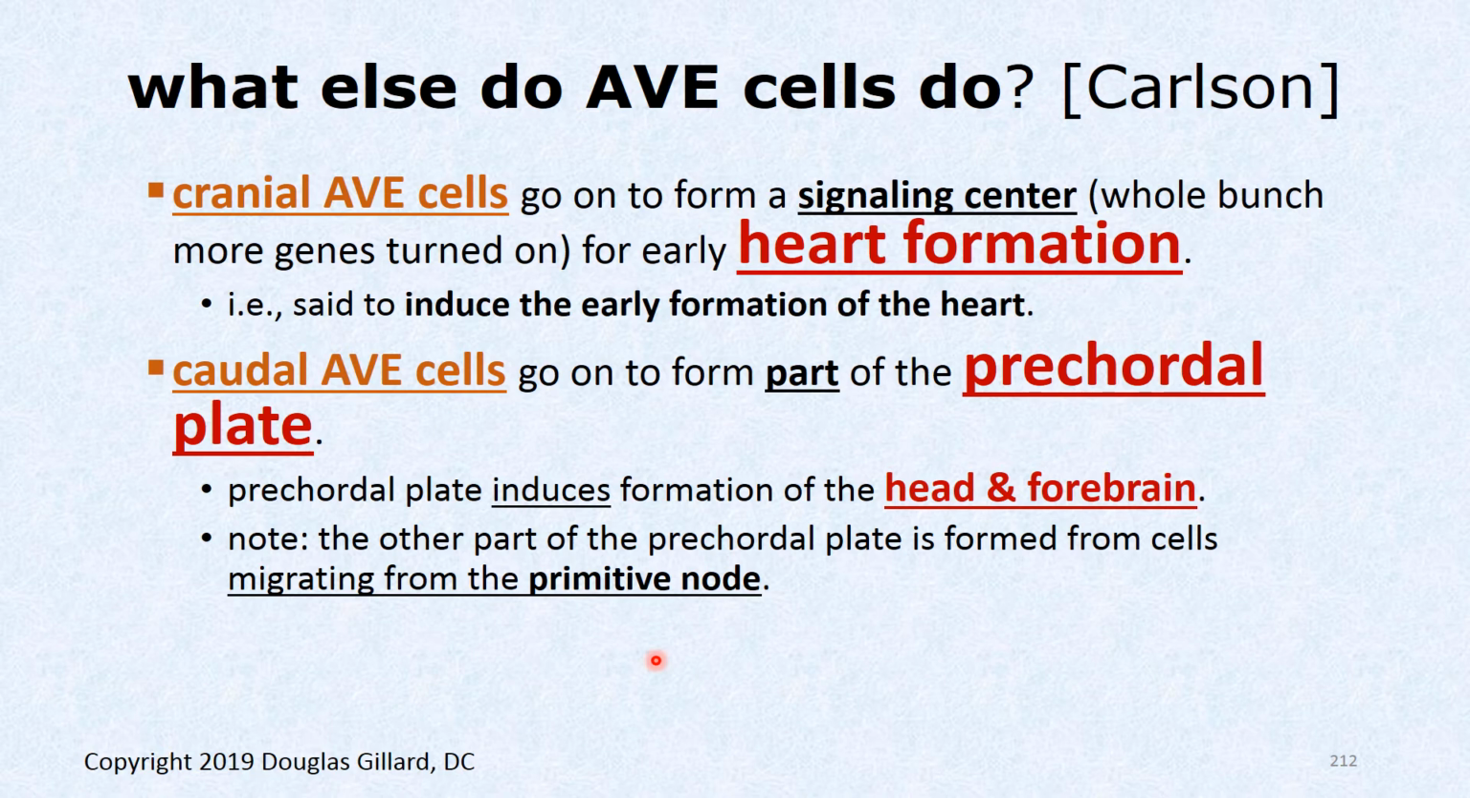What else do the AVE do? They certainly do a whole lot more, as we'll see as we go through this. Cranial AVE cells, the ones more toward the cranial region, are going to turn on all sorts of genes, and those gene products are going to help form the heart and great vessels. The ones that are more caudal in the AVE cells are going to form another important structure called the precaudal plate, which we will talk about.